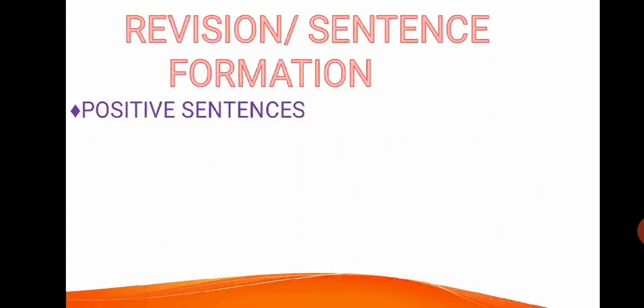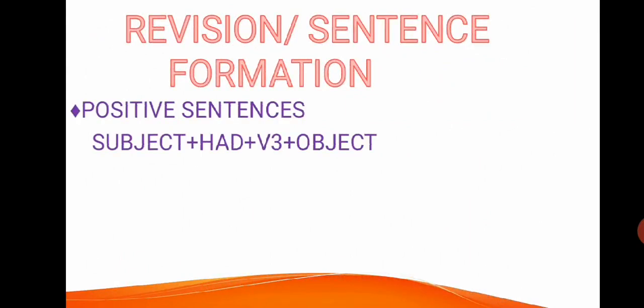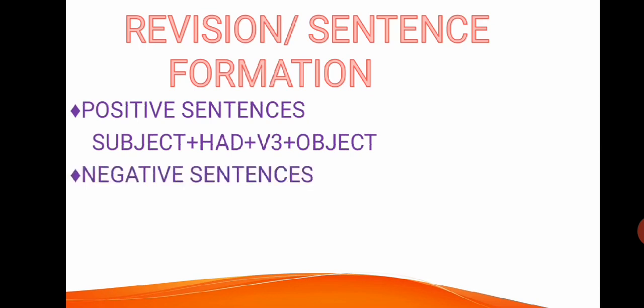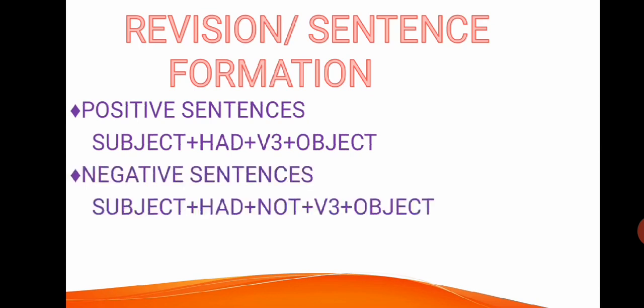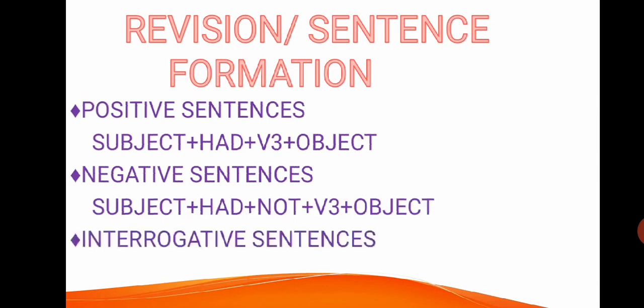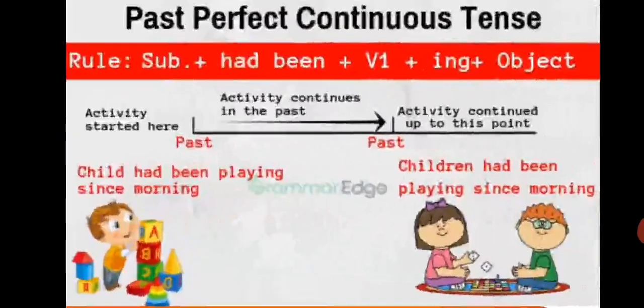In positive sentences, we use subject plus had plus third form of the verb and object. And in negative sentences, we use subject plus had plus not plus third form of the verb with object. And in interrogative sentences, we use had plus subject plus third form of the verb and object. We always use the third form of the verb with every perfect tense, either it is present, past, or future. Now, I hope everything is clear to all of you. Let's move on to past perfect continuous tense.